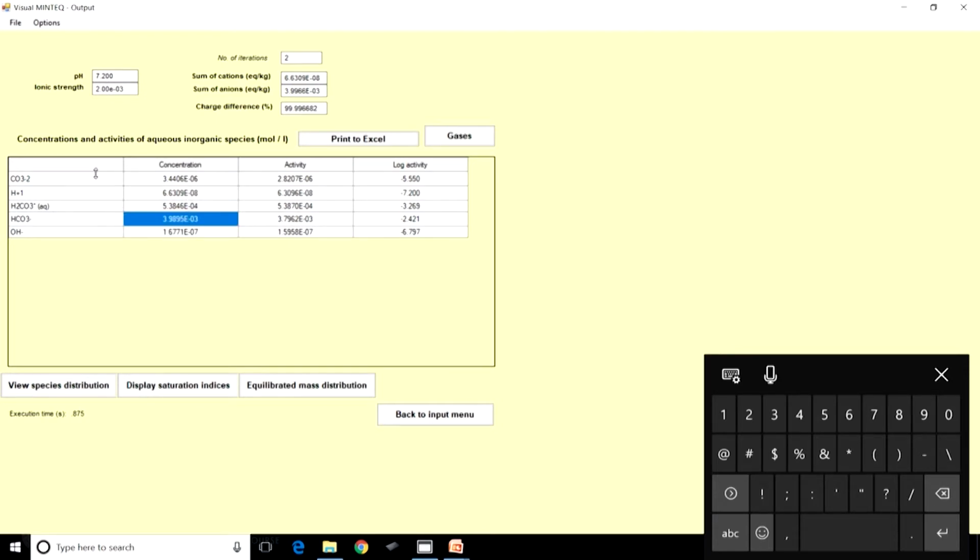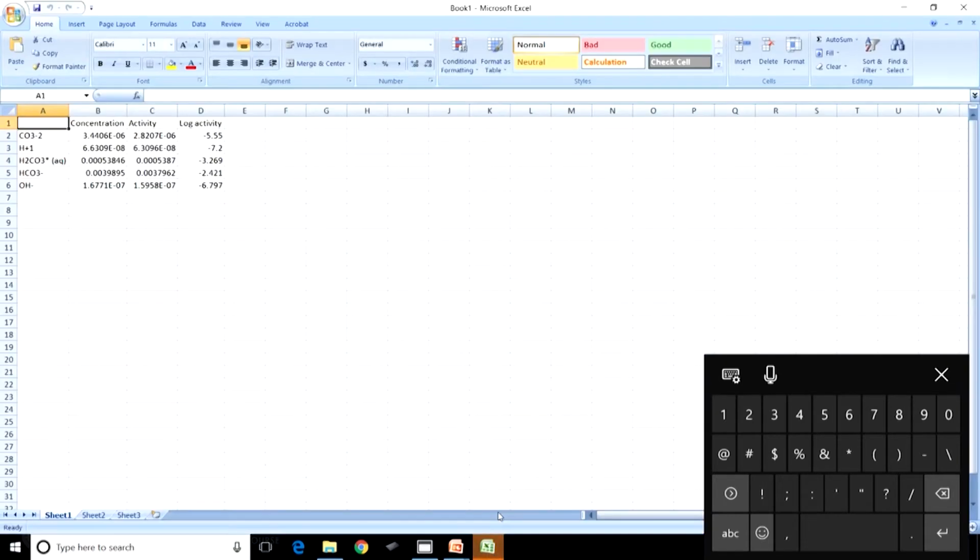Again, what does this mean? These are the different compounds that are going to be present at equilibrium, and these are the relevant concentrations that Visual MINTEQ calculates. And again, the boundaries that we specified were pH 7.2 and alkalinity, obviously. So first, now we need to calculate CO3 total and H total. Obviously there is no shortcut, we need to go to print to Excel, and that is out here.